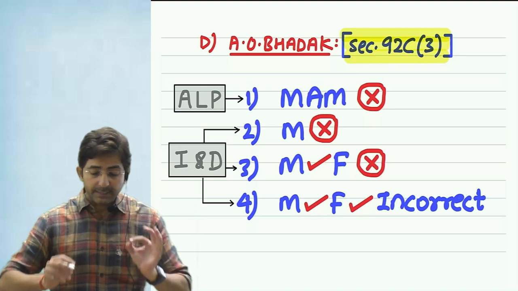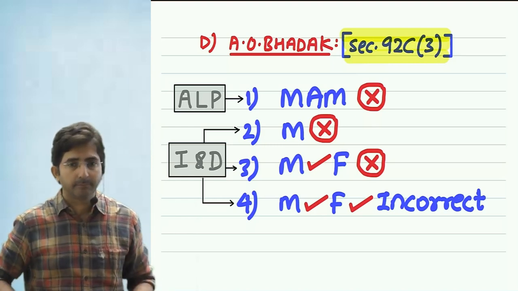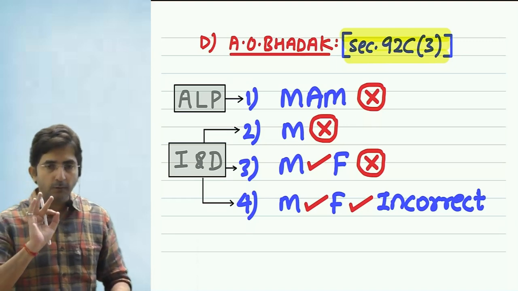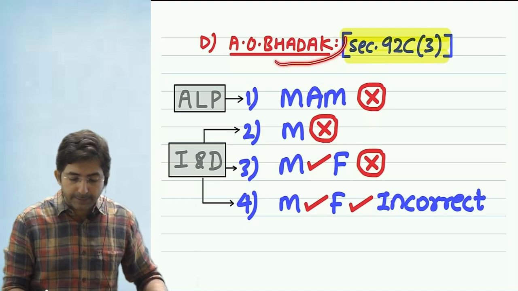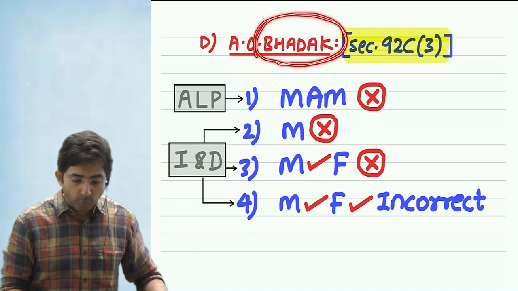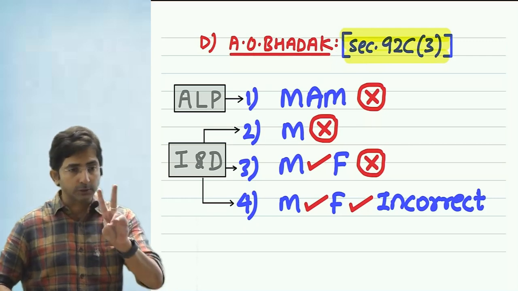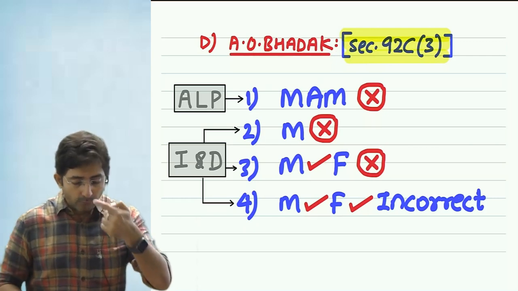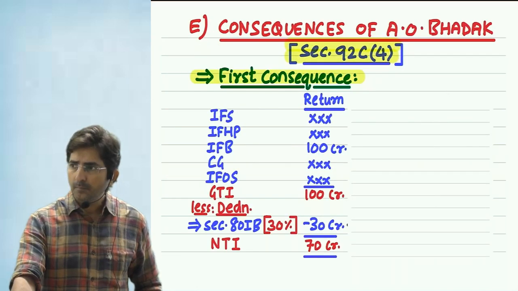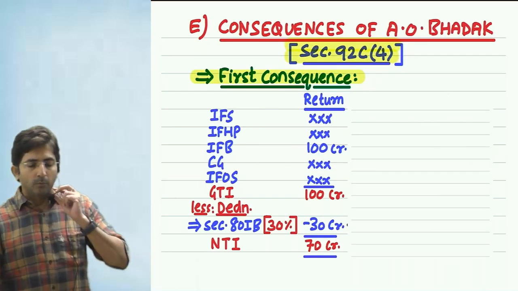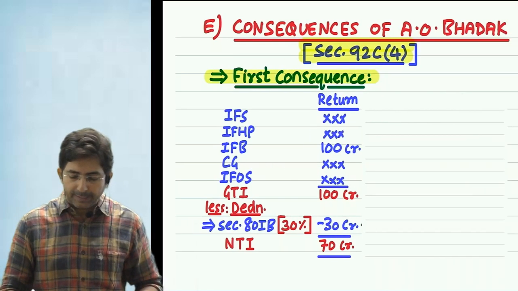Okay, now the next theory is what? Consequences of the AO getting angry. Angry means in Hindi we say bhadak. AO bhadak means the AO has got angry. Okay, now see, there are two consequences as I said. Consequences of the AO getting angry.